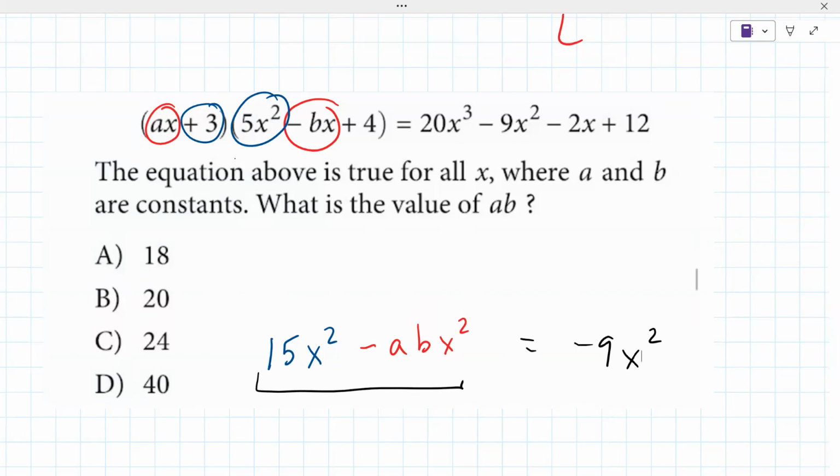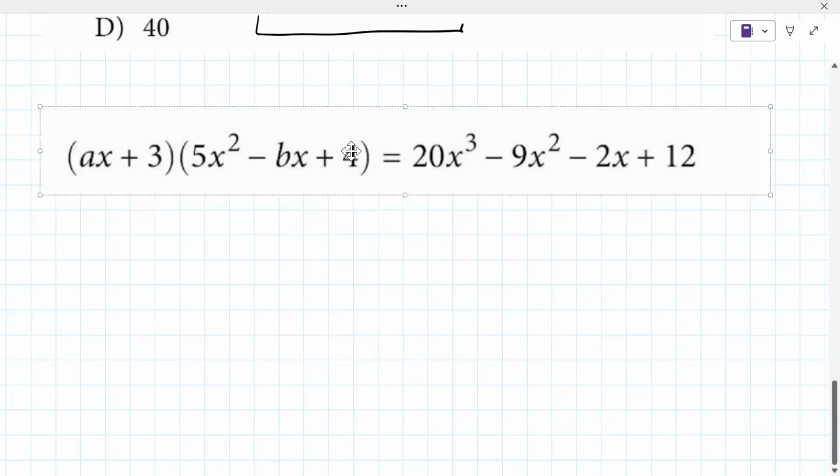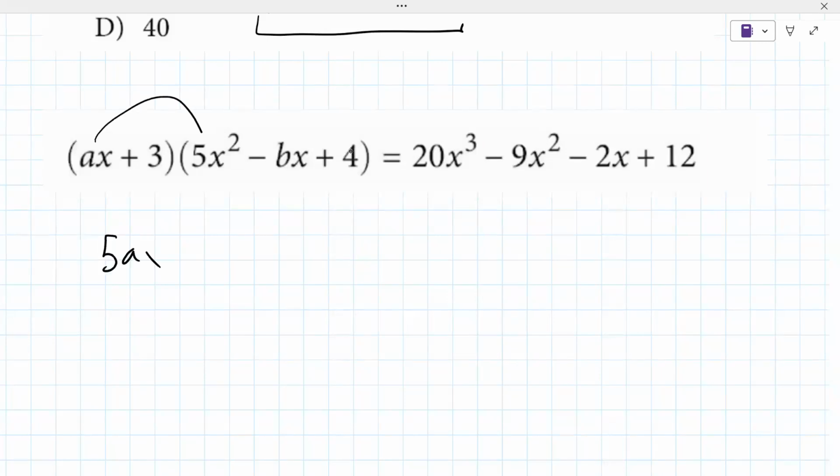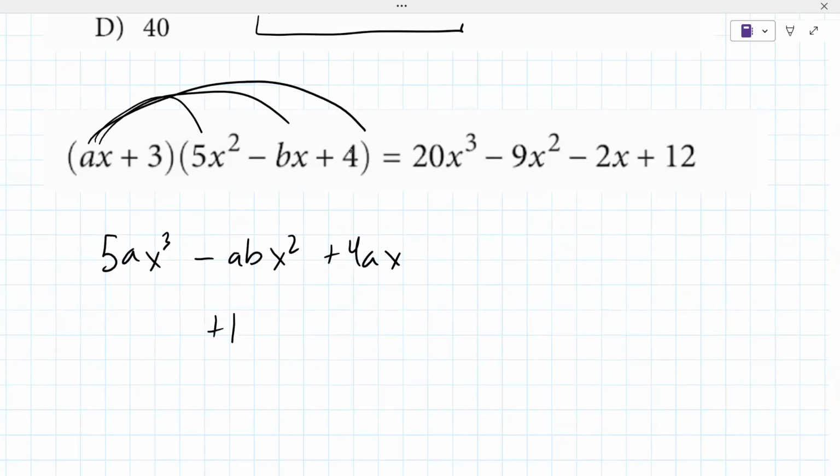So again, what I don't want you to do, and unfortunately now we have to do this because of what you're expressing to me, is actually multiply out what's on the left, which is extremely time consuming. And as you know, it really is a huge waste of time in these tests. But we're going to multiply everything by AX. You're going to have 5AX cubed minus ABX squared, multiply the next one, plus 4AX. Then we're going to take the 3 and multiply it by the x squared, the 3 times the bx, and the 3 times the 4. Is that clear?